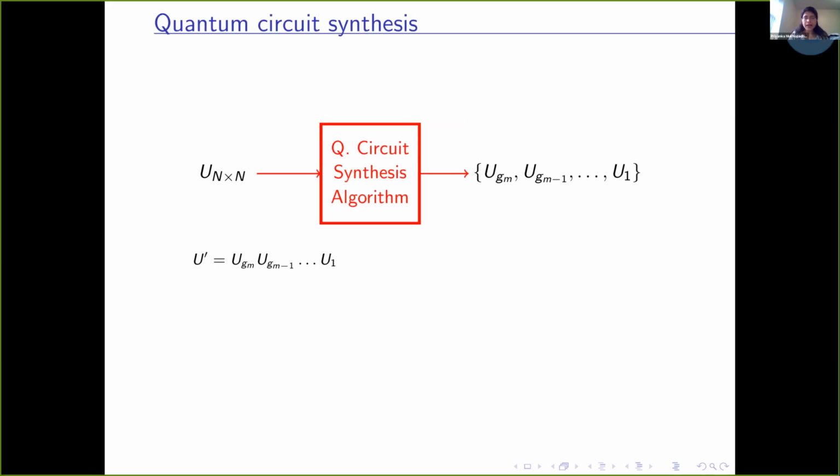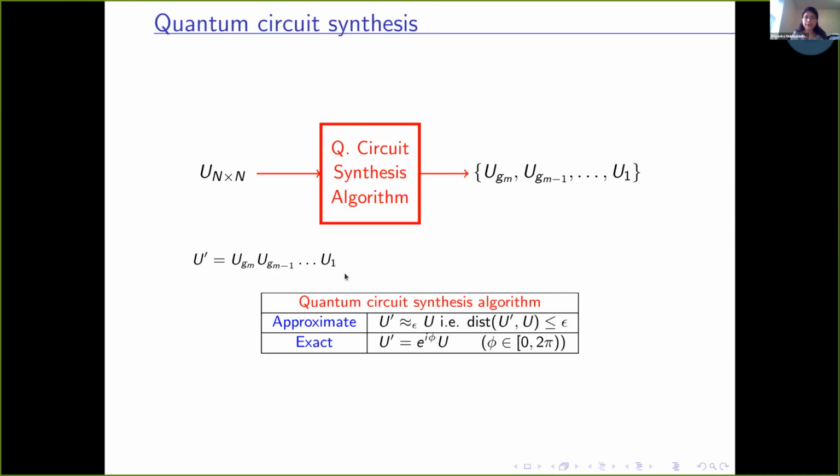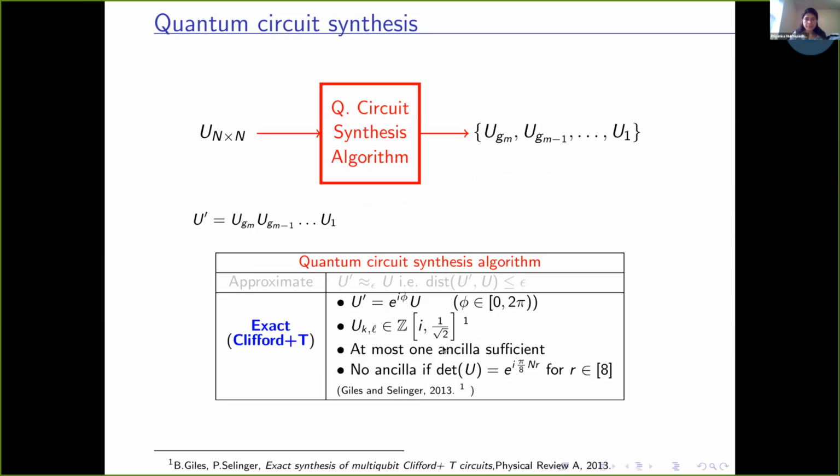Now, suppose U' is the unitary implemented by the gates which are obtained in the decomposition. That is, U' is the product of these gates in the decomposition obtained from the synthesis algorithm. Now, depending upon U', there can be two kinds of synthesis algorithms. In approximate synthesis algorithm, U' is not equal to U, but the distance between U' and U is at most some epsilon, which is strictly greater than 0. And in exact synthesis algorithm, U' is equal to U up to some global phase.